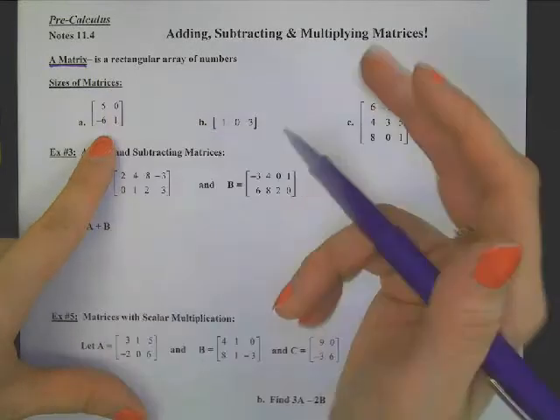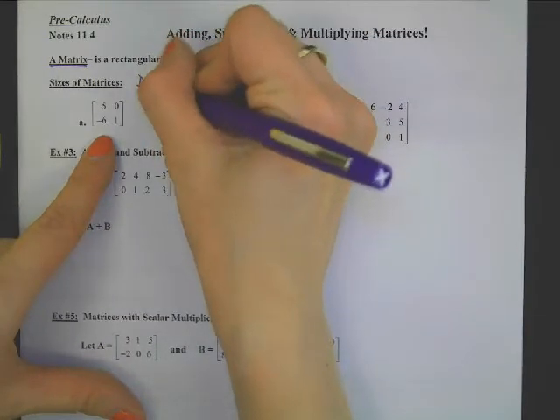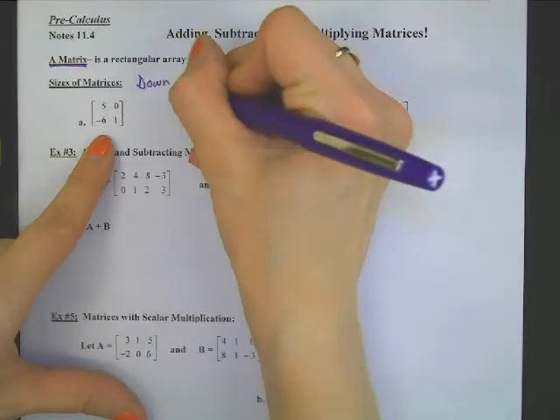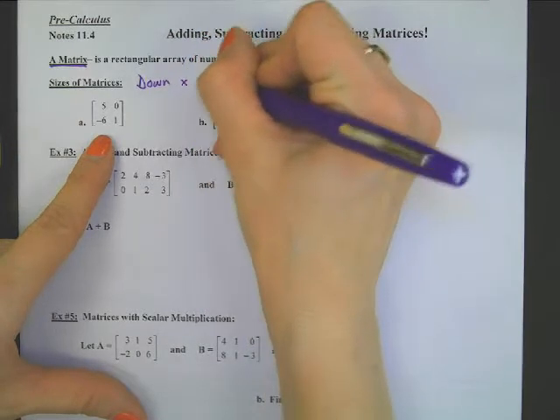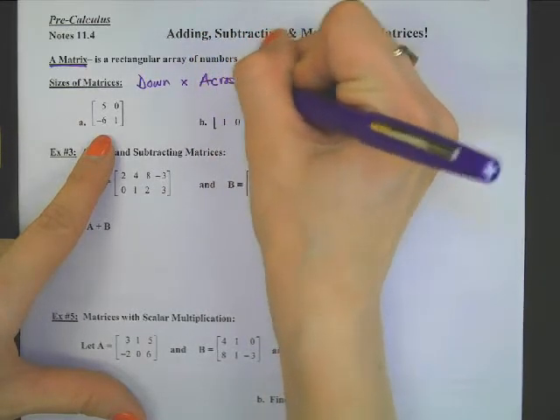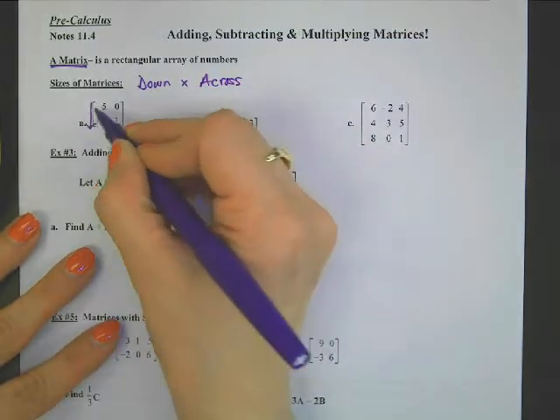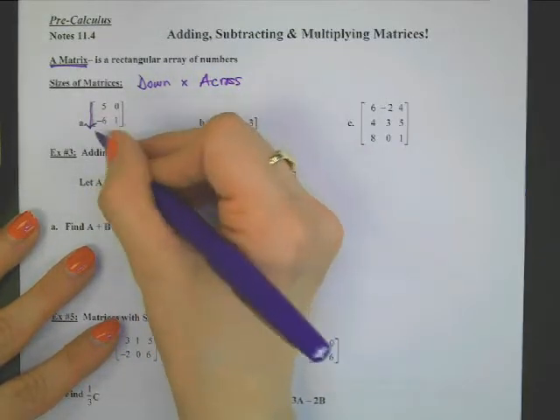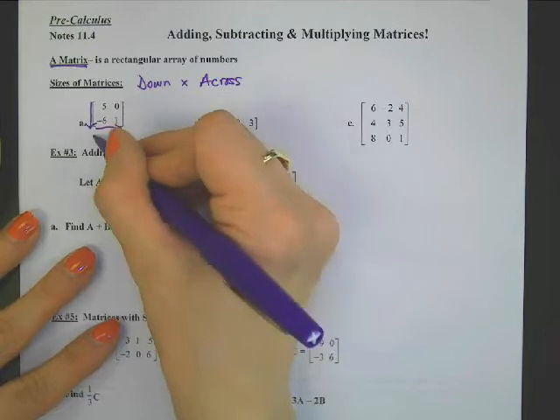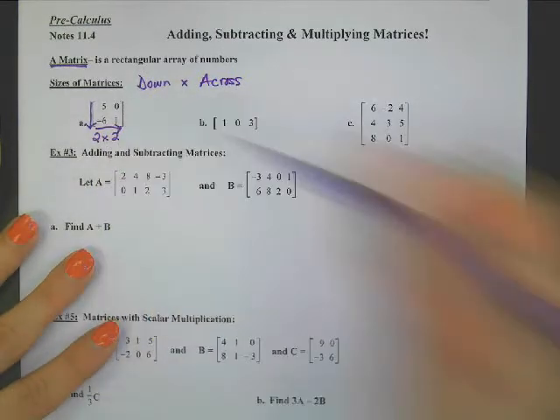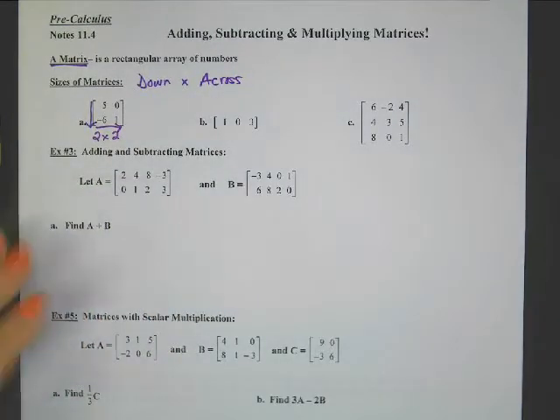The size of a matrix is determined by how many down it goes, and then by how many across. So that's what you do. So let's take a look at this first matrix. First you go down, and it's got 2, and then you go this way, and it's got 2. So it's got 2 by 2. 2 columns and 2 rows.